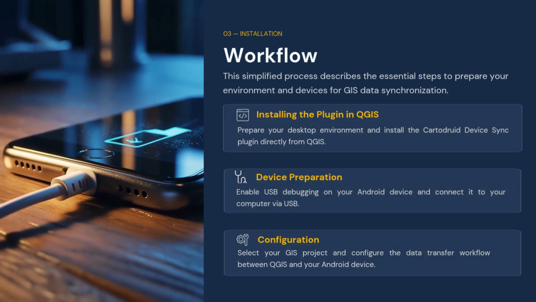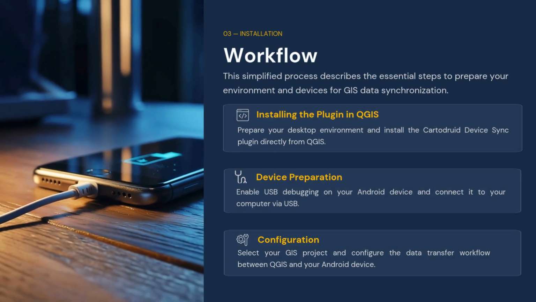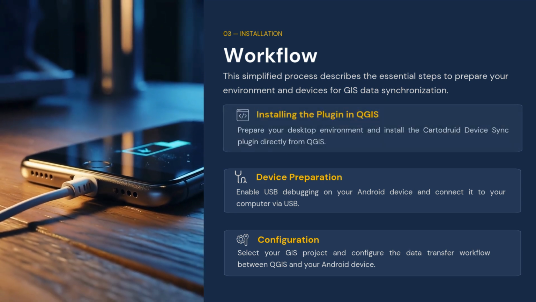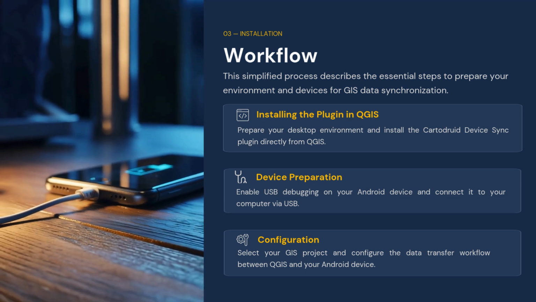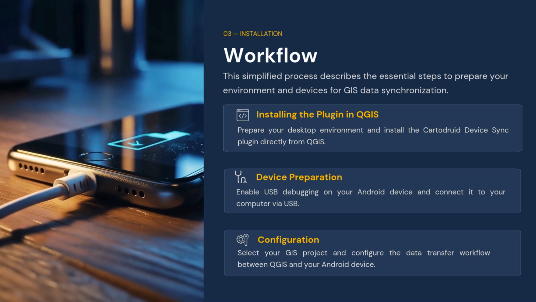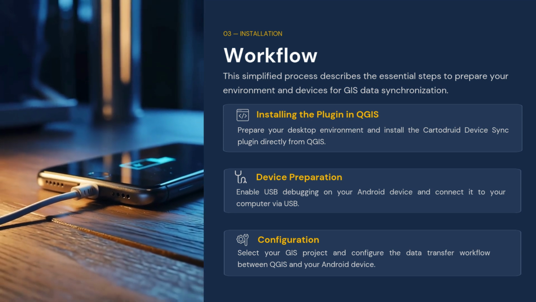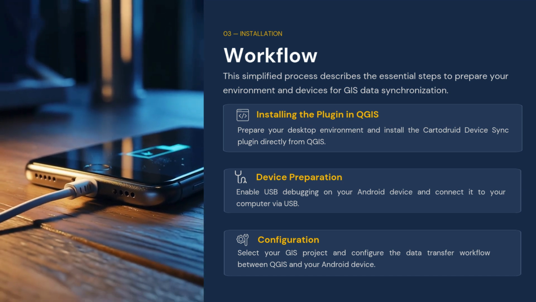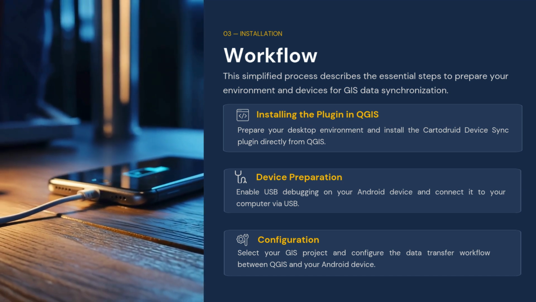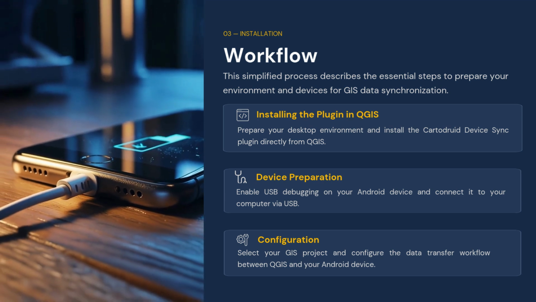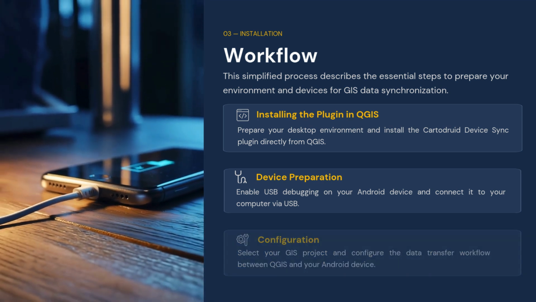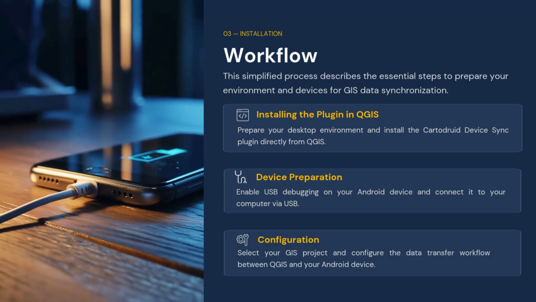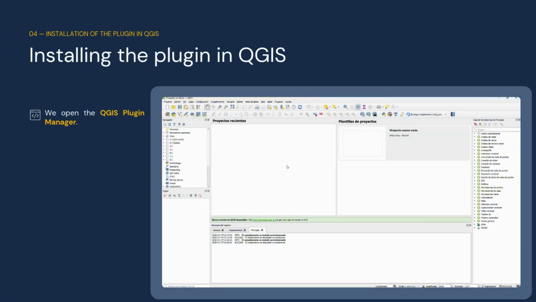Before you start using this plugin, you must follow the steps below to install it in QGIS and prepare your device for synchronization. First, install the plugin in QGIS. This step prepares the desktop environment and installs CartoDruid DeviceSync directly from QGIS. Next, prepare the device. To do this, you must enable developer mode on your phone, enable USB debugging on Android, and connect the device to the PC using a USB cable. Finally, configure project synchronization by selecting which CartoDruid project data you want to synchronize with the QGIS project. We will begin with the installation of the plugin.